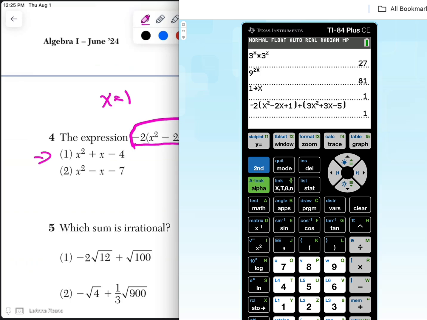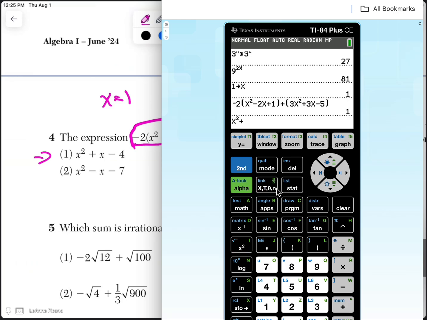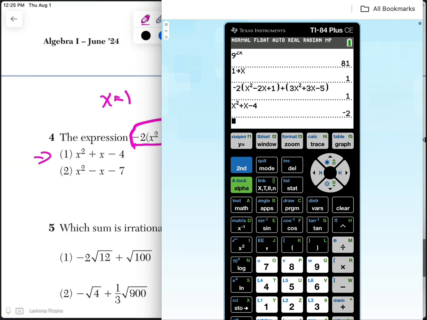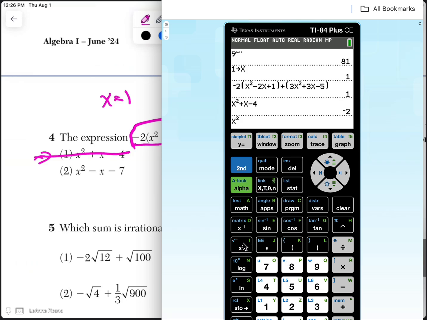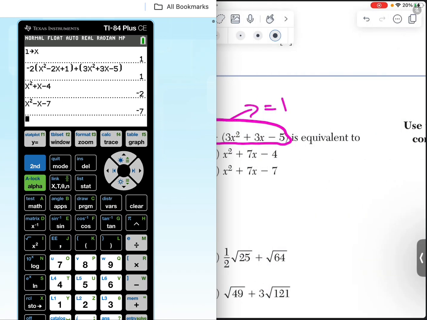And I'm going to write that into my calculator. X is already stored as 1. So x squared plus x minus 4. And we're looking for 1 for the answer. That's -2. That's not going to work. So it is not 1. Okay, so let's try the next one. X squared minus x minus 7. We're going to hit enter, and that's -7, so that can't be the answer. We're looking for one that gives us 1.